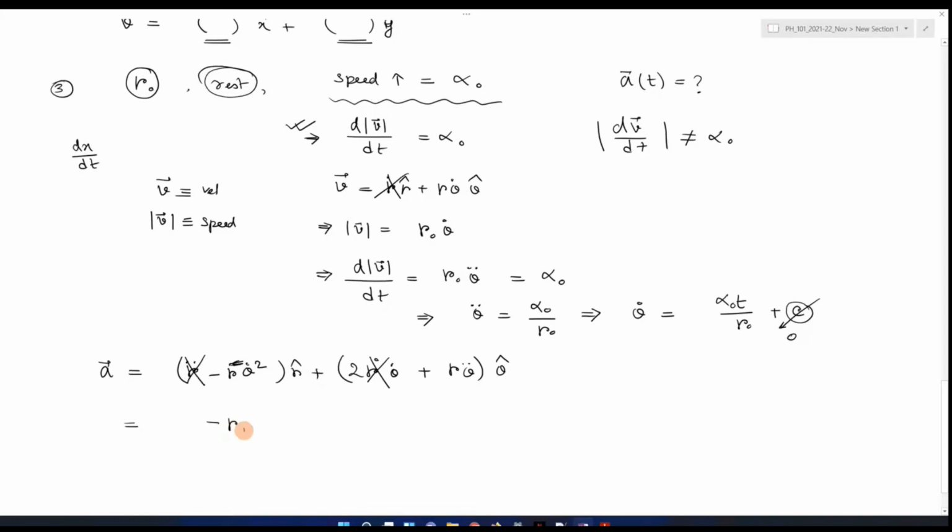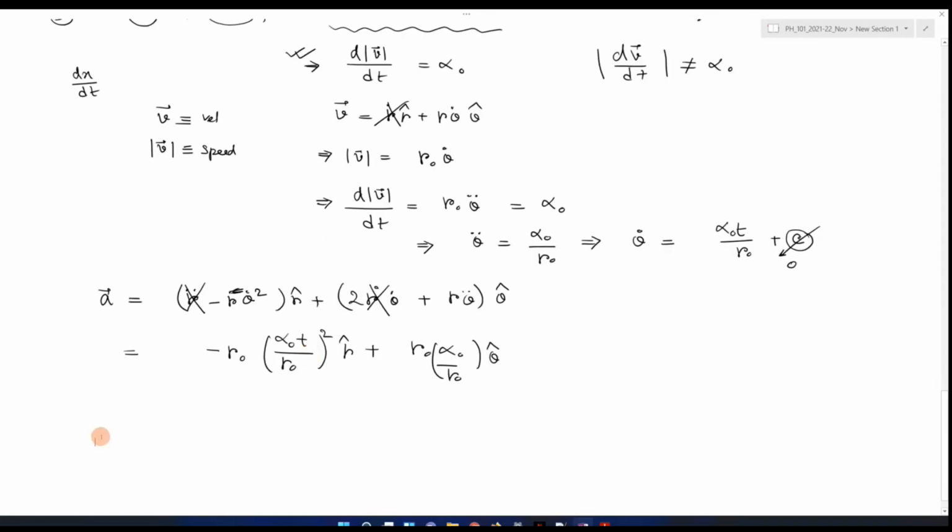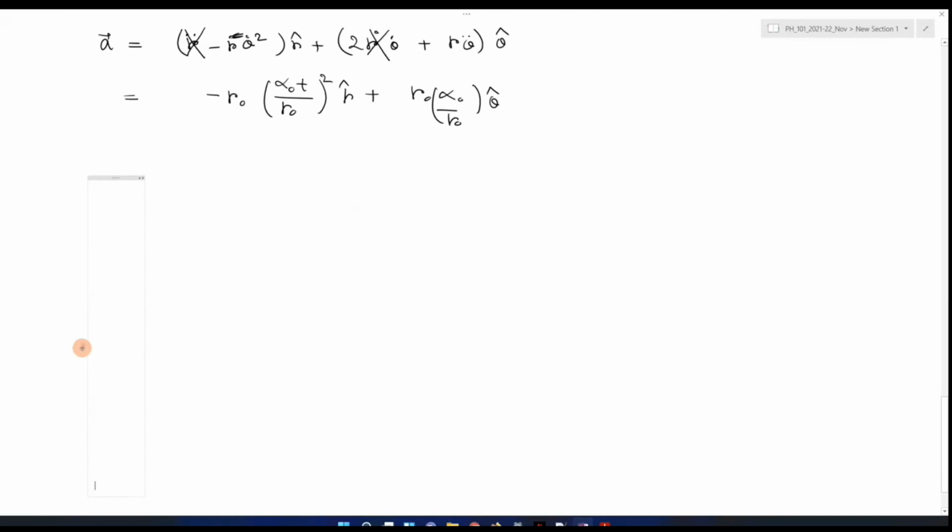So once you know this, you are done. This will be r naught times theta dot, which you have already found, alpha naught t by r naught, whole square, r cap, plus r naught times theta double dot, which you know is alpha naught by r naught. Done. If you are supposed to find the magnitude of acceleration, you will simply take this square plus this square, because r cap and theta cap are orthogonal to each other.